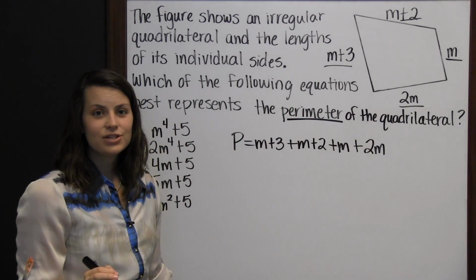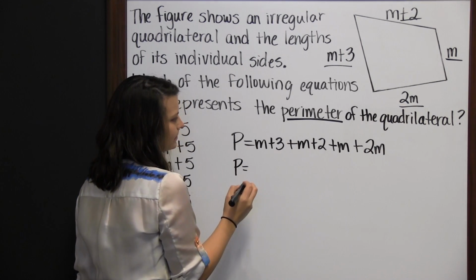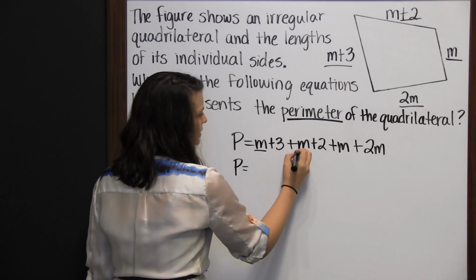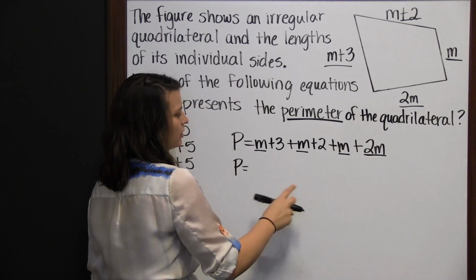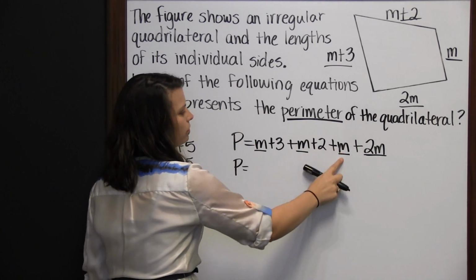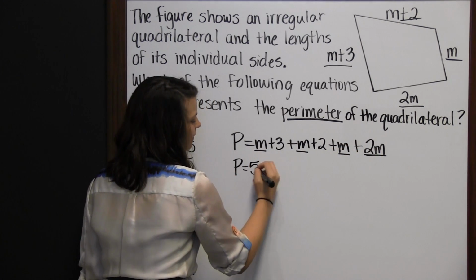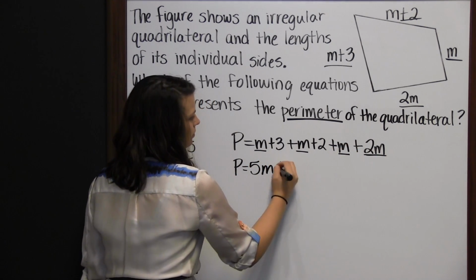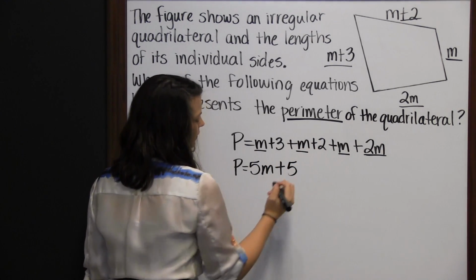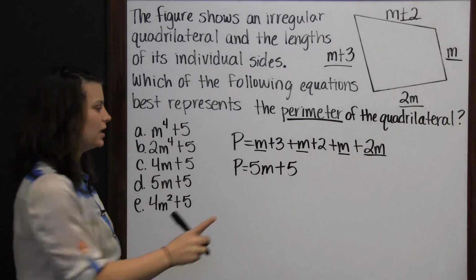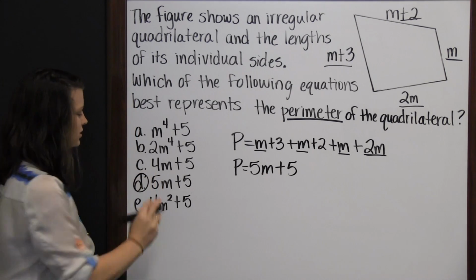And now we just need to combine like terms. So the perimeter is m plus m plus m plus 2m. So that's 1, 2, 3 m's plus 2 m's is a total of 5 m's. Plus 3 plus 2 is 5. So the perimeter is 5m plus 5. Answer D.